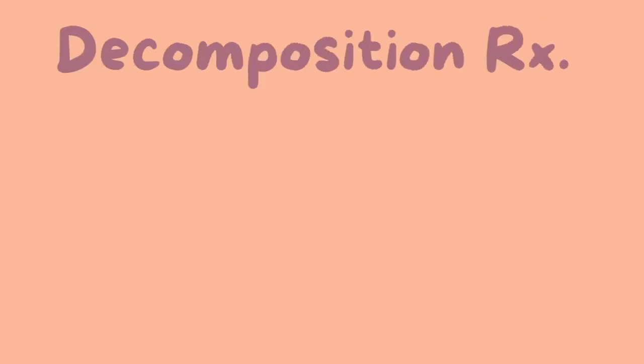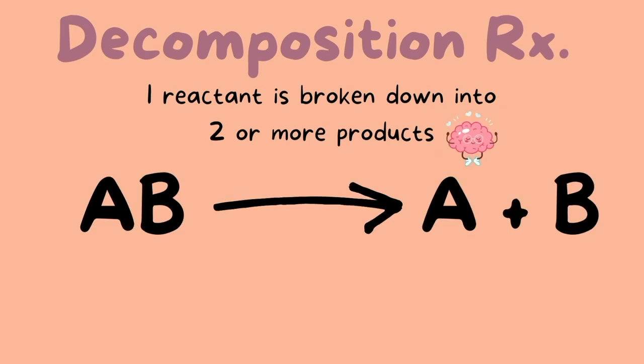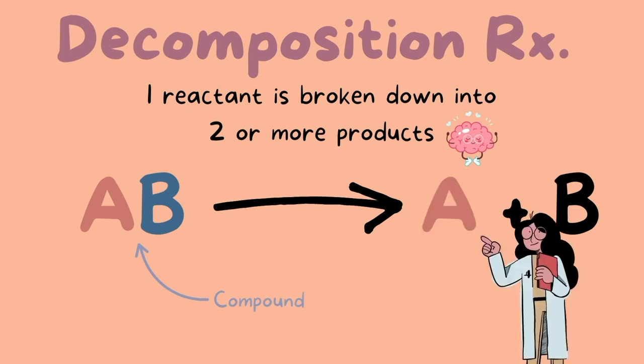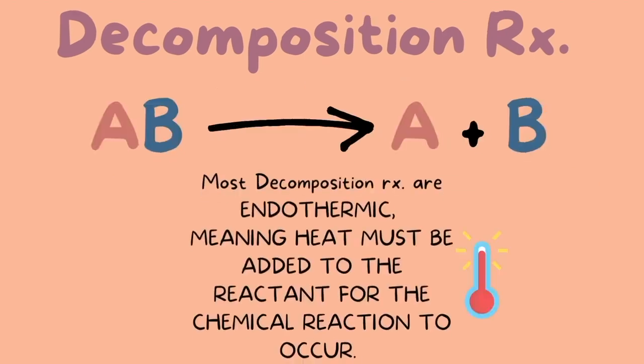Next, we have decomposition, which can also be called desynthesis reaction. Here we begin with 1 reactant and it is broken down into 2 or more products. This is basically the opposite of synthesis reaction. In synthesis, we are building, and here in desynthesis or decomposition, we are breaking down. The generic form can be written as AB yields A plus B. Notice here AB is a compound and it breaks apart into 2 smaller components or 2 smaller elements represented by A and B. It is also important to know that most decomposition reactions need heat in order to break apart.